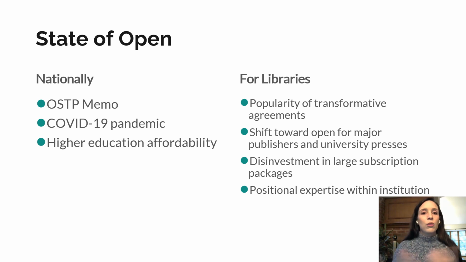So nationally, we're familiar with the OSTP memo, which requires that government-funded research be made available fully open access with no embargoes by 2025. We also saw a lot of shifting from publishers and vendors and libraries themselves during the COVID-19 pandemic, when we were trying to make resources available to all of our communities and our remote communities, as we were not all together in the libraries.